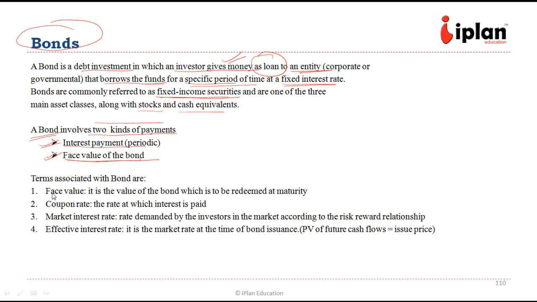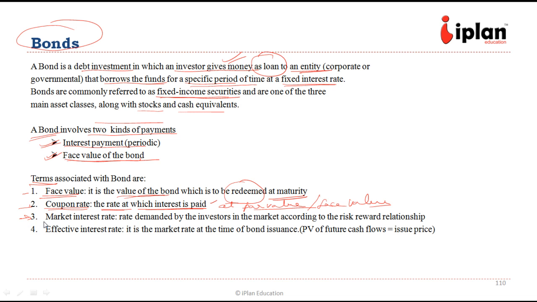Now let us look at a few terms which are associated with bonds. First is face value. This is the value of the bond which is to be redeemed at the maturity or expiry of the bond. Second is the coupon rate. This is the rate at which the interest is paid, and it is calculated at par value or face value and not at the market price. So suppose the coupon rate is 5%, that indicates 5% of the face value or the par value of the bond.